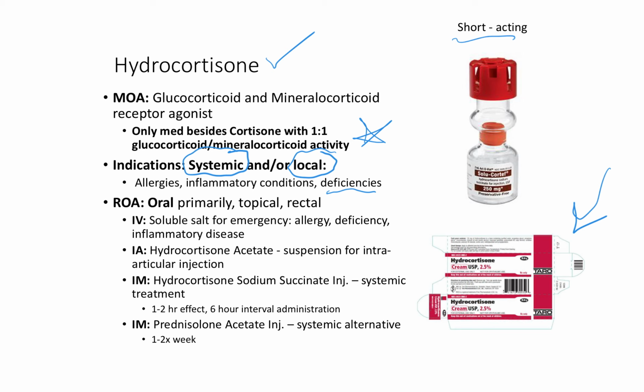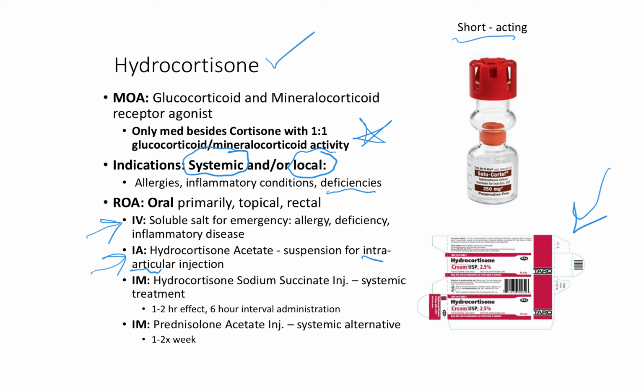So there's an IV soluble salt of hydrocortisone that's available for emergency situations like deficiencies or allergic reactions or inflammatory flares. There is a hydrocortisone acetate injectable available for intra-articular use, that means within the joint space. That's another way to locally treat something. If somebody has a flare of arthritis or joint pain in their knee, for example, you can inject the medication directly into the joint capsule to allow local treatment.